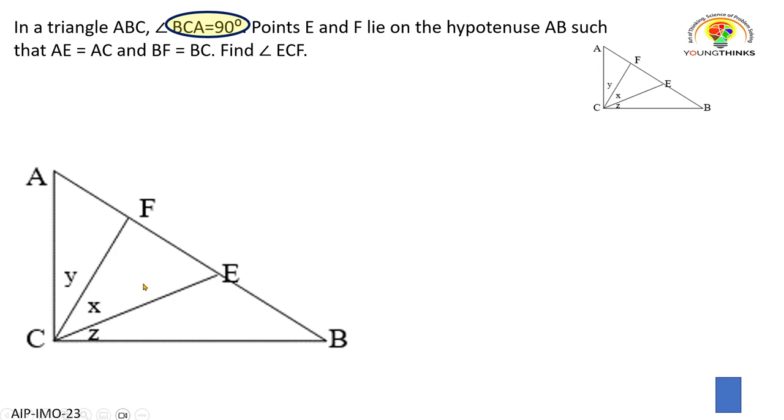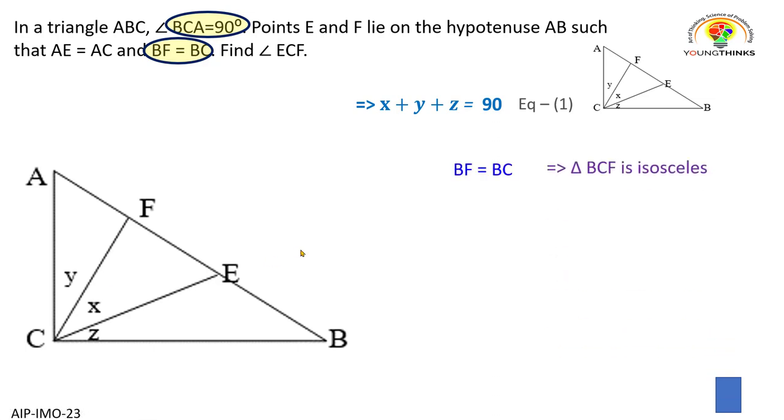Because BCA is 90 degrees, the sum of x plus y plus z is 90 degrees. That's your first equation. The sum of all three angles x, y, z is 90 degrees. Then BF is equal to BC, which makes this triangle BCF an isosceles triangle, which means this angle will be the same as x plus z. So this angle is going to be x plus z.